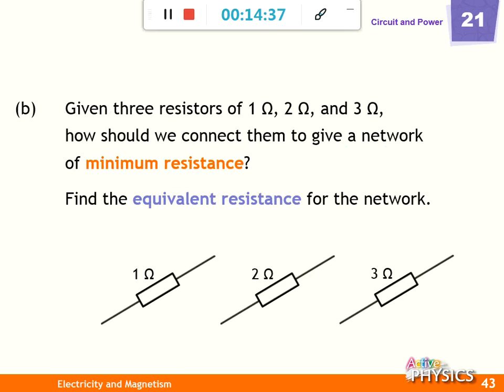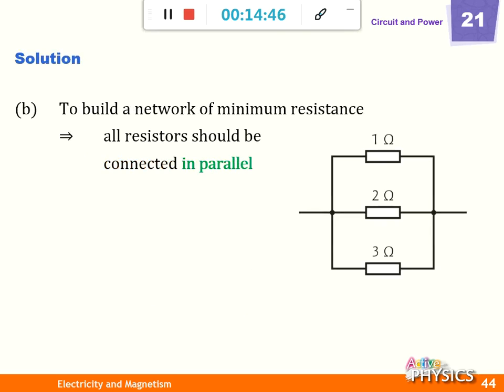Okay, part B. Here we want to find out the minimum resistance. It means that they should connect in parallel, like that: 1, 2, 3. And then using the inverse: inverse of 1 plus inverse of 2 plus inverse of 3. Like that. Okay, our equivalent should be 0.545 ohm. This one must be smaller than the individual ones: smaller than 1, smaller than 2, and smaller than 3.